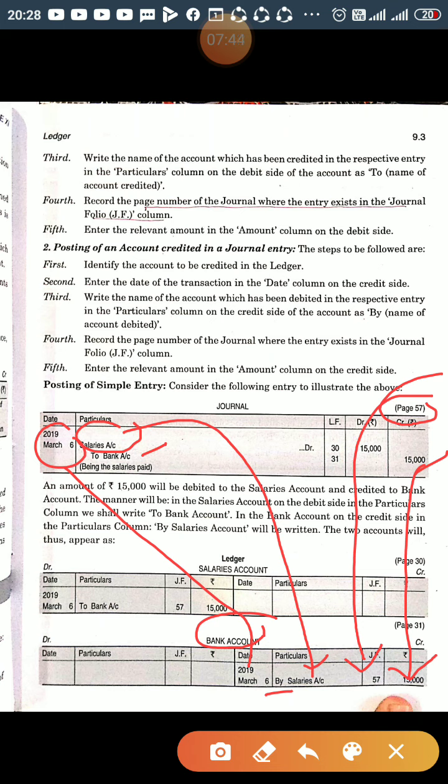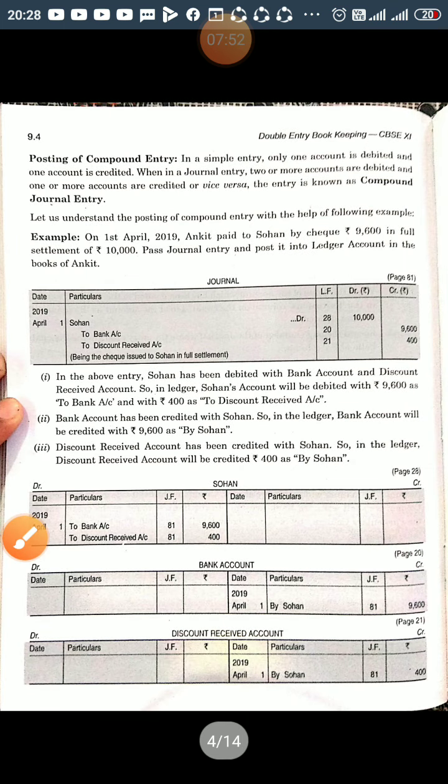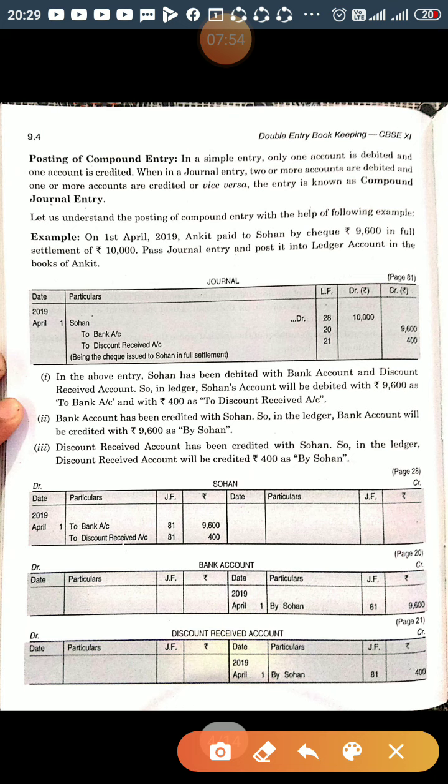I hope it would be clear to you. This is the posting of a simple journal entry, right? Now next I'm going to explain to you if there is a compound entry.